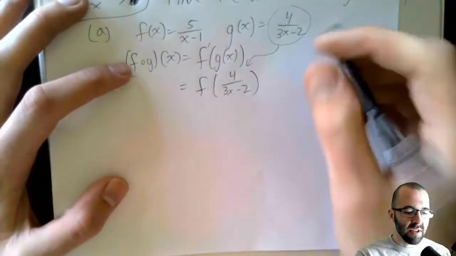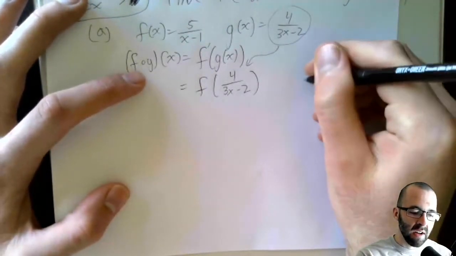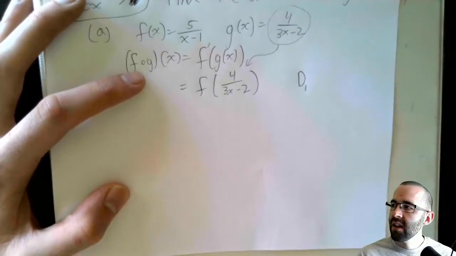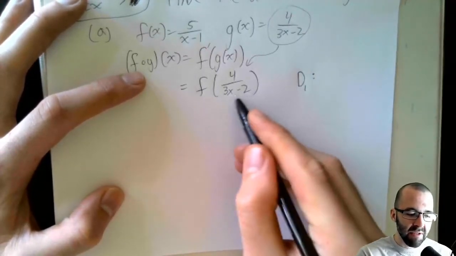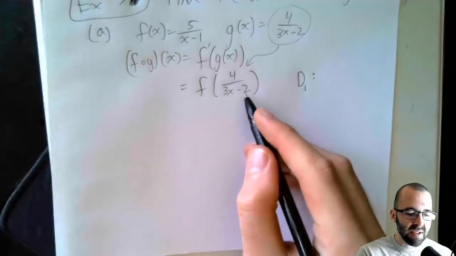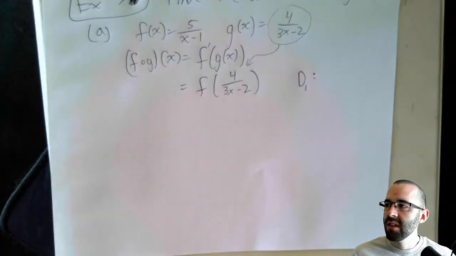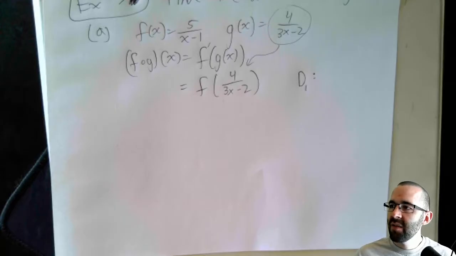Okay, so this is the first thing we have to look at, right? Let's call it D1. How do we find the domain of this inside function? What is the domain of the inside function? What's something we know about the domain of the inside function? Someone let me know.